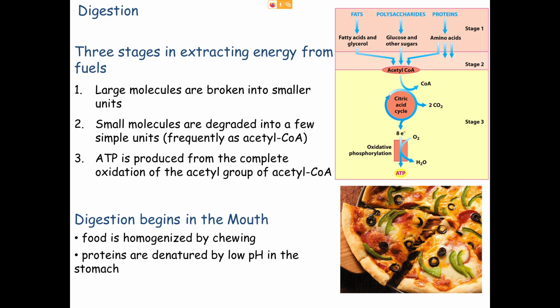You're also adding some enzymes. You're also changing the pH when it gets to the stomach, and then when we get past the stomach, we'll change the pH again, and add more enzymes. But we need to start homogenizing the food so we can have access to it by our enzymes in order to start digestion.